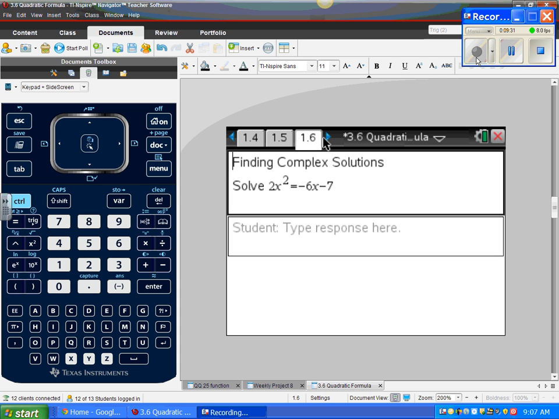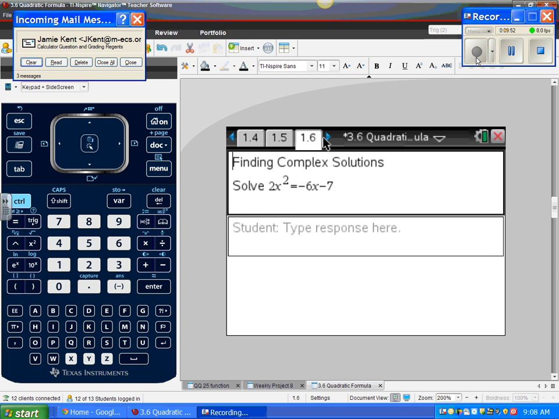Okay, so the next one says finding complex solutions. So that tells you you're going to get what kind of solution. What's going to be in your solution? Yeah, what's a complex number include? An i. Okay, complex solutions means you're going to have an imaginary part. So in your solution at the end, you should have an i. All right, so I want you to go ahead and give this a shot. Try it on your paper, okay?